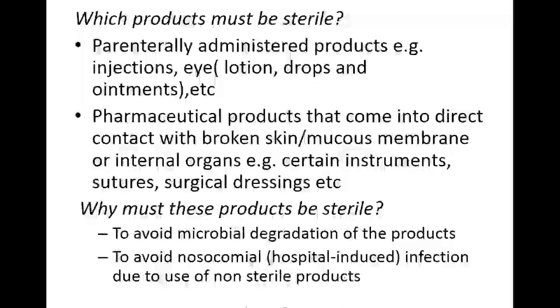Another products that must be sterilized are pharmaceutical products that come into direct contact with broken skin or mucosal membranes, like surgical dressings, certain instruments, and any other substance that comes into direct contact with broken skin, mucosal membrane or internal organs, for example an endoscope and whatever, must be sterilized. These are the products that should be sterilized, and you have to know it.